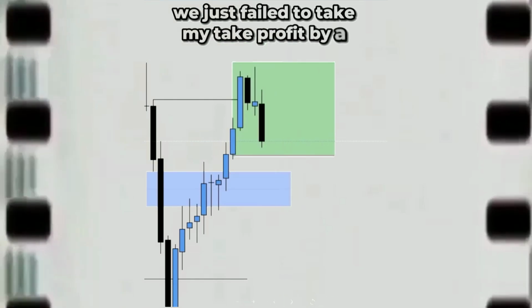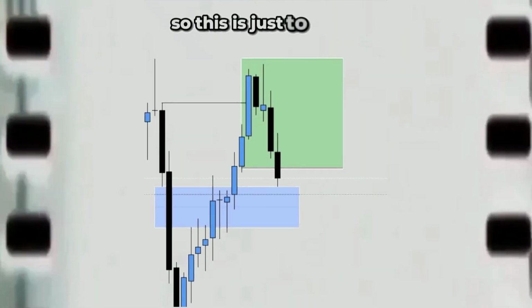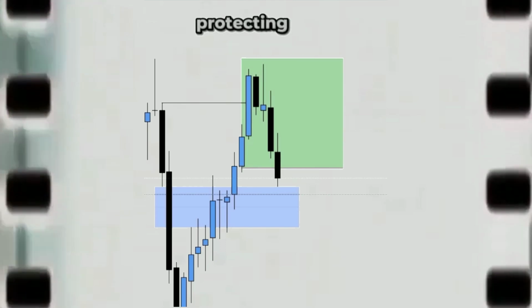As you can see, we just failed to take my take profit by a point, and then we end up hitting my break-even point. So this is just to show you how important that risk management is. Even when you don't win trades, you need to make sure that you are protecting your capital.